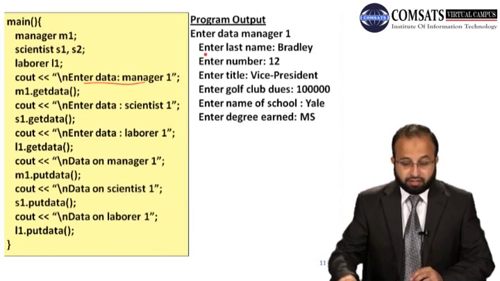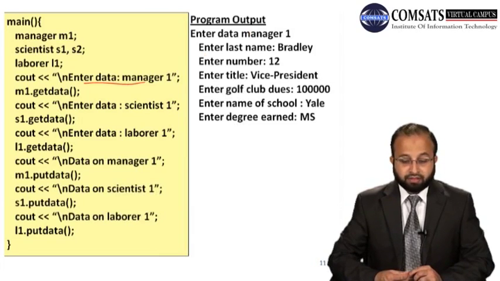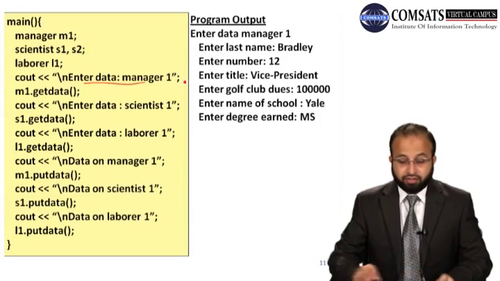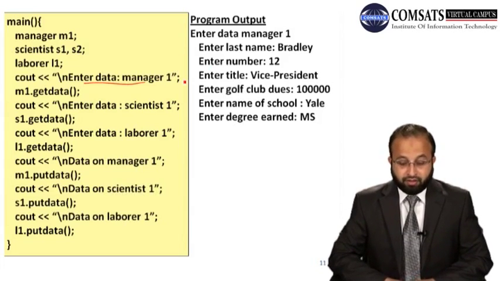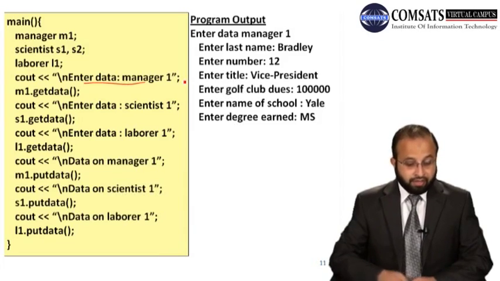So here the last name is Bardley and its number is 12, that is the vice president, and his golf club dues is 100,000, and the name of the school is Yale, and the earned degree is MS, right?